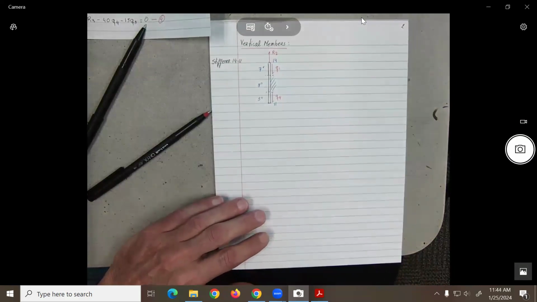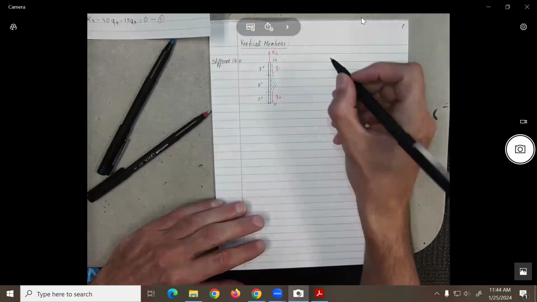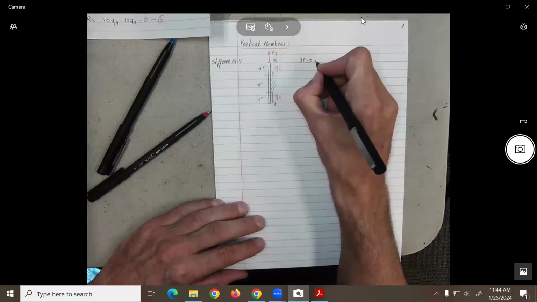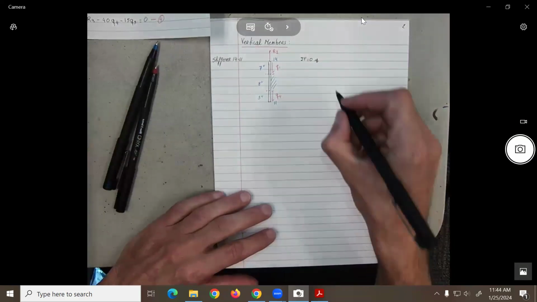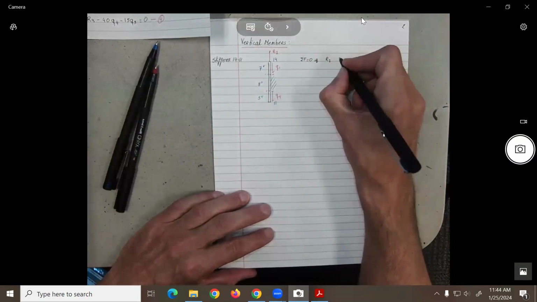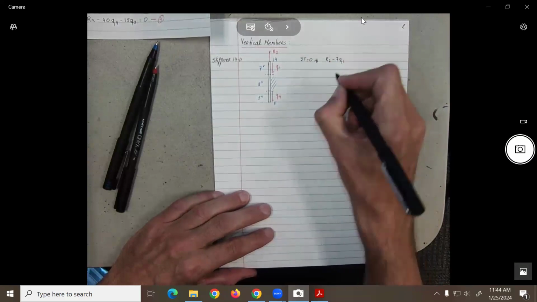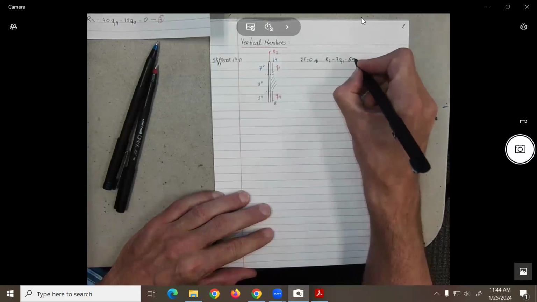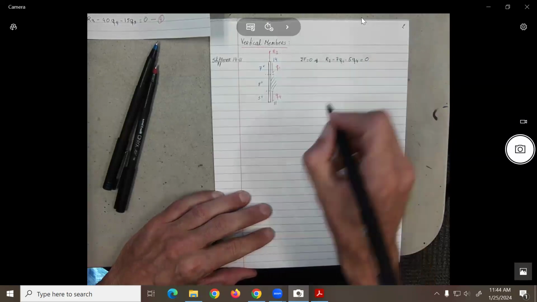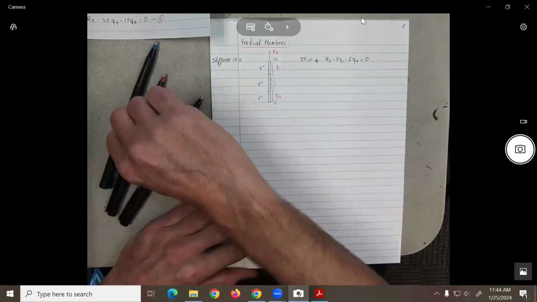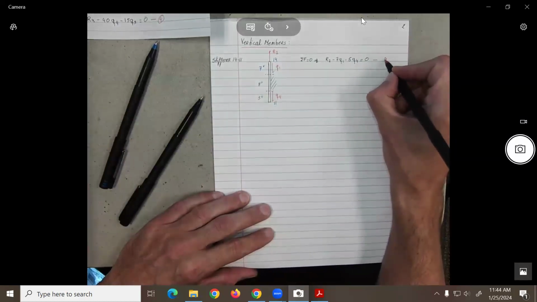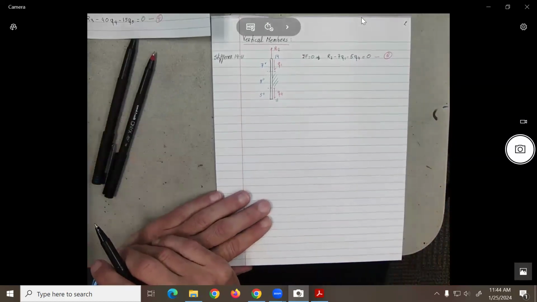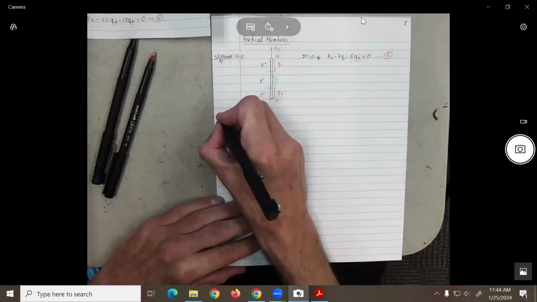All right, so we do again summation of forces equal to 0. What is that going to give? It's going to give us R2 minus 7Q1 minus 5Q4 equal to 0. So this will be our equation 5. Okay, we keep doing the same thing.